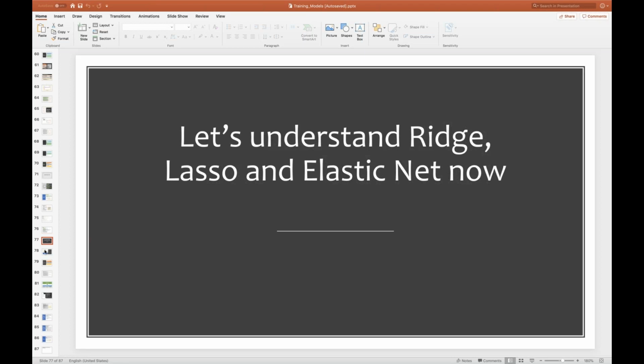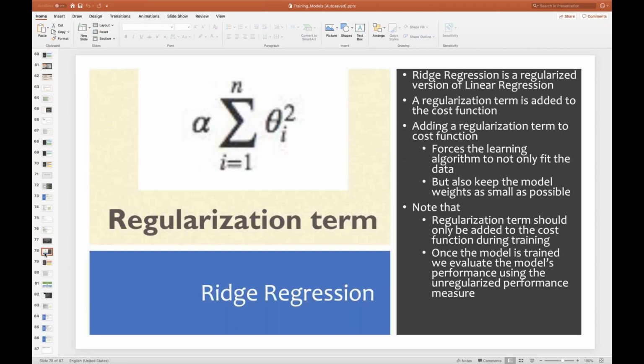Okay. Now, let's understand the ridge, lasso, and elastic regressions. The regularization term in ridge regression is nothing but a ridge regularization. Ridge regression is a regularized version of linear regression. A regularization term is added to the cost function. So we talked about normalization, we are talking about regularization. A cost function is nothing but the parameter or the factor that can reduce the error. Okay, that's very important.